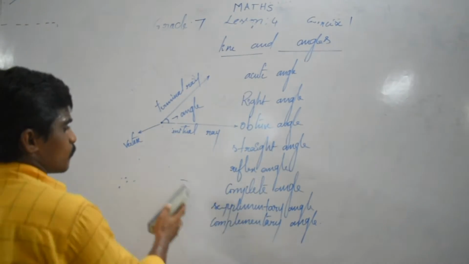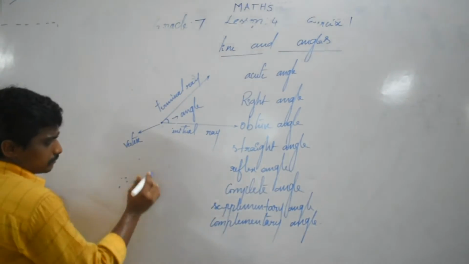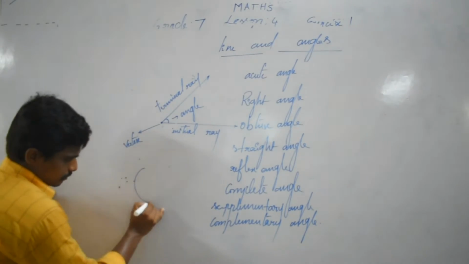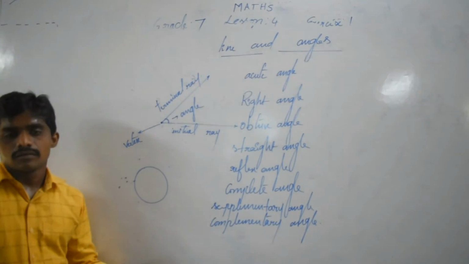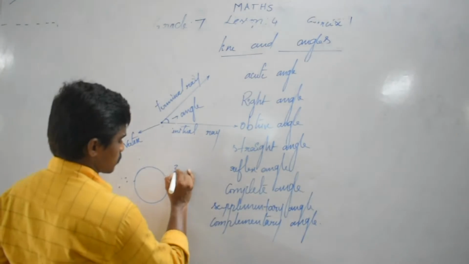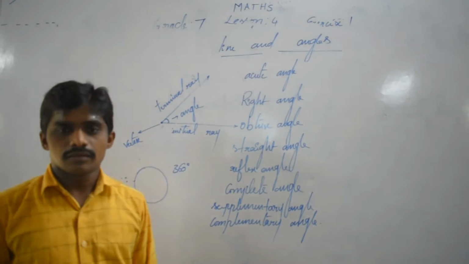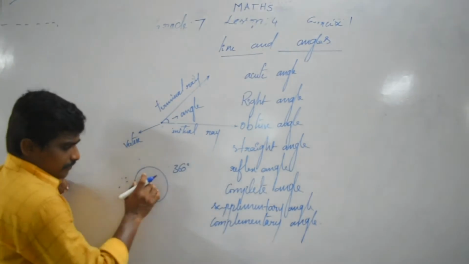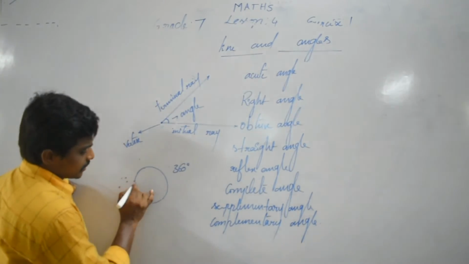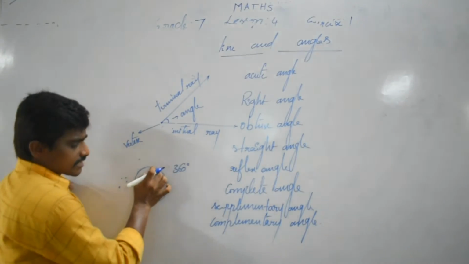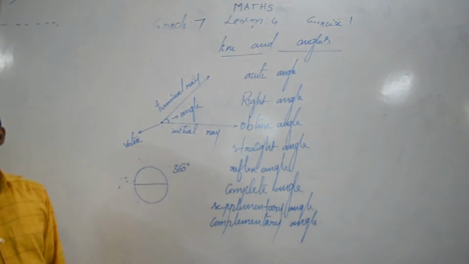So let's see here, what is an acute angle? A complete total of degrees, how many? 360 degrees. We know a closed figure rotates 360 degrees. So here this is a circle. How many degrees does a circle have? 360. Now this is a semicircle. How many degrees does a semicircle have? 180.